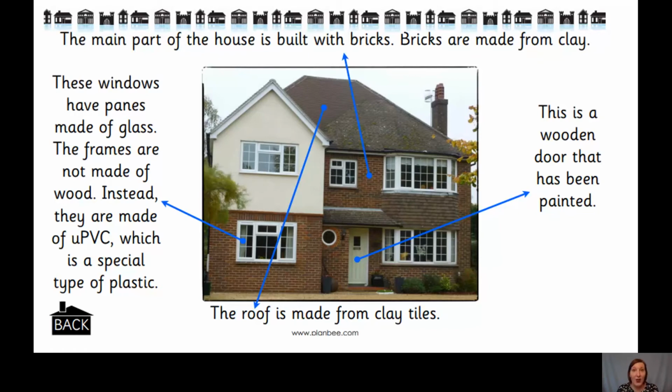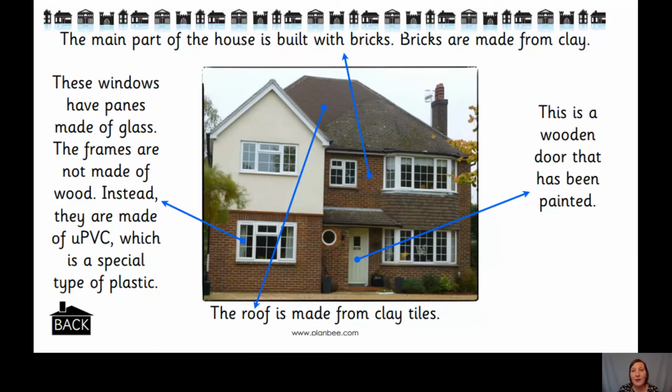Did you know that some houses have a roof made out of straw? And that's called a thatched roof. Often, though, houses will have their roof tiles made from clay. Some houses, though, might have metal roofs, and some houses might have wooden roofs too, but mostly they're made from clay tiles.